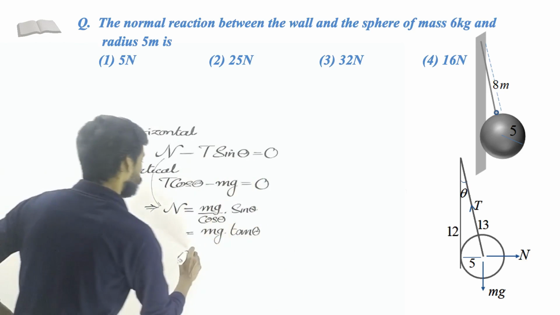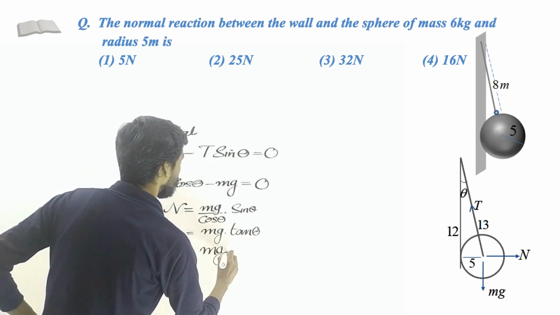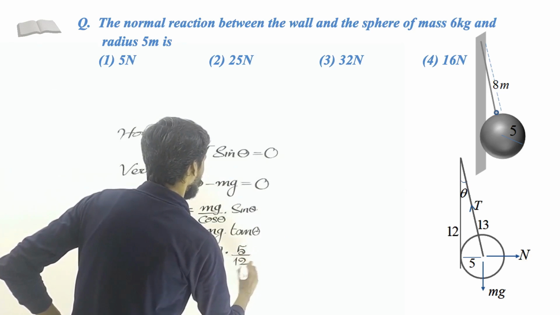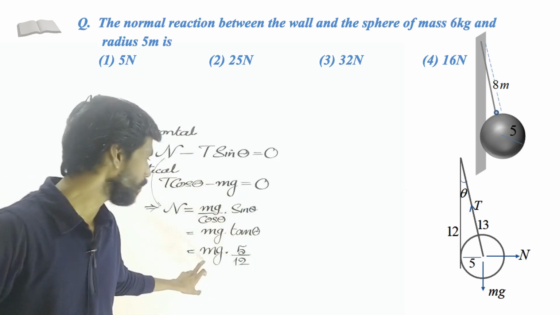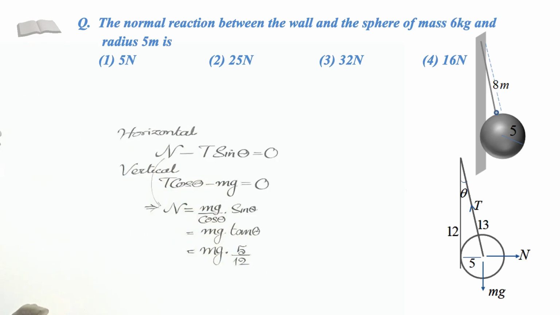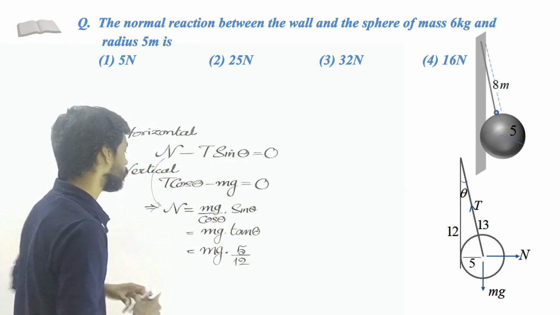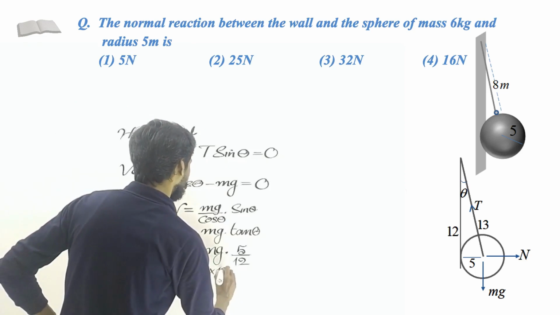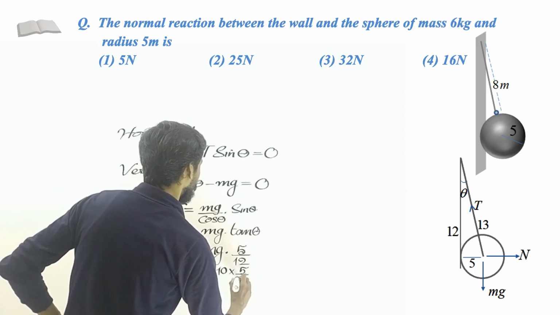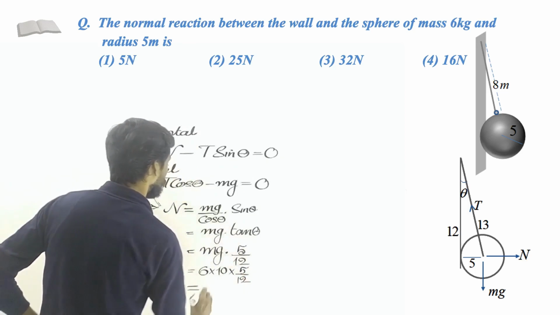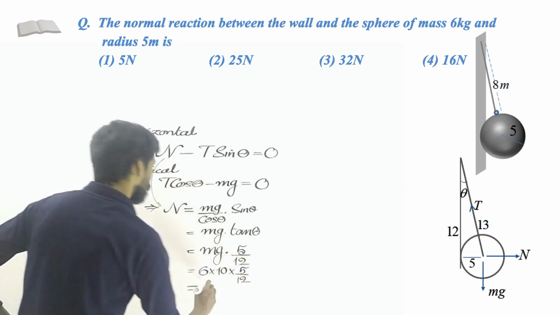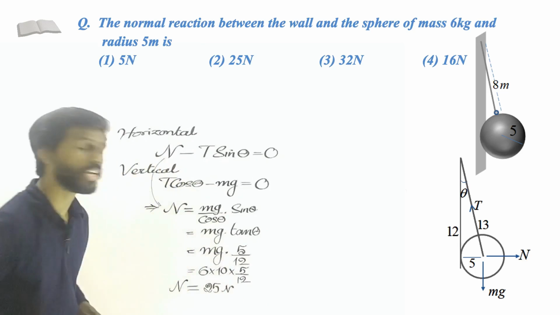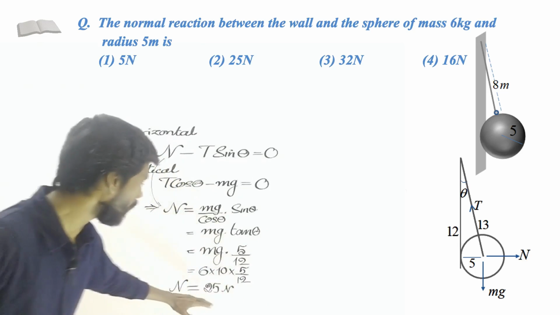Opposite side divided by adjacent side. So this value is mg multiplied by tan theta, right? Opposite side, that is 5 divided by 12. So this is the required answer, but the value of m is given, right? The mass of the object is given, so that is 6 kilograms. So that can be substituted here. So this is 6 multiplied by g, you can take it as 10, multiplied by 5 by 12. So this will give you the answer. So that is 25 Newton. So that is our required normal reaction between the wall and the sphere. So that is the answer.